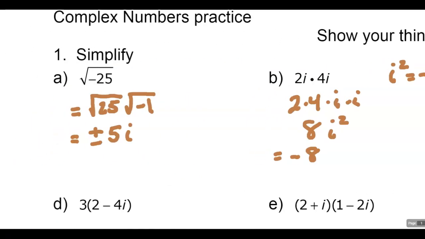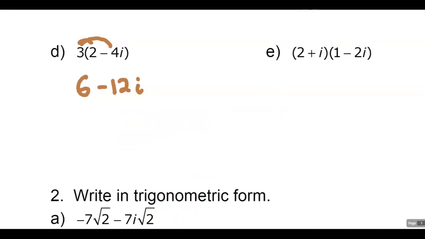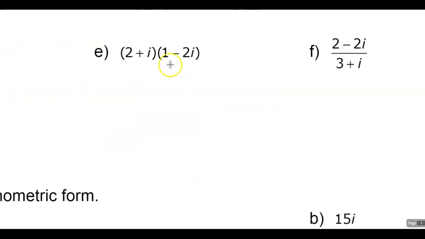Okay, let's go down to D. Now let's do a little multiplying, distributive property, just like always. 3 times 2 is 6, and 3 times negative 4i is negative 12i. All right, now we can do a little multiplying. And if you want to make a box, you can do that. Just remember there's 4 multiplications regardless.